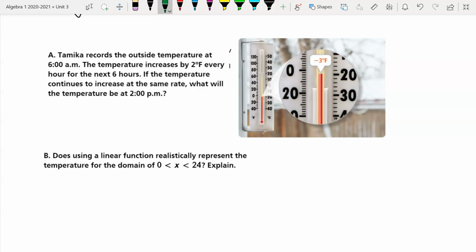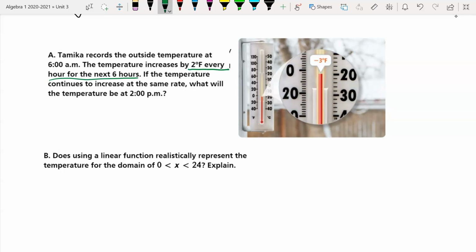So now this one says, Tamika records the outside temperature at 6 a.m. The temperature increases by 2 degrees Fahrenheit every hour for the next 6 hours. If the temperature continues to increase at the same rate, what will the temperature be at 2 p.m.? Well, guys, let's think about it. Can we write an equation for this? Hopefully we can, right? So it increases by 2 degrees Fahrenheit every hour for the next 6 hours.